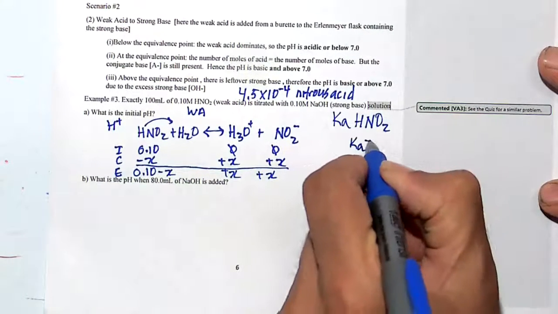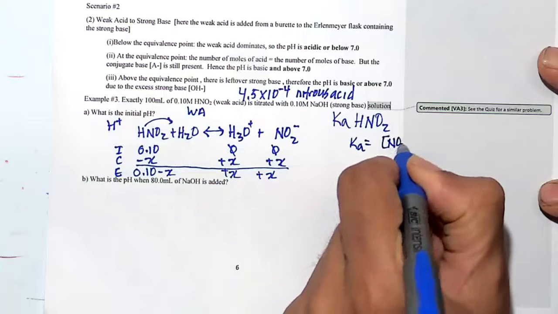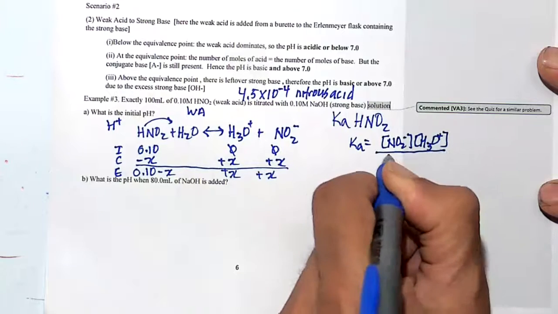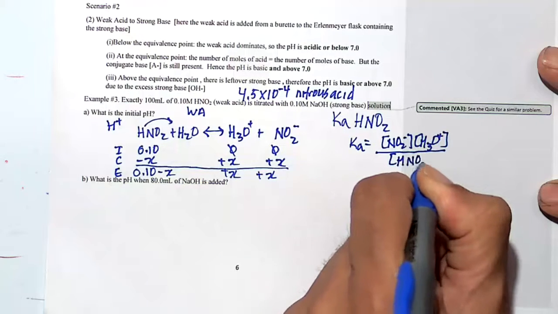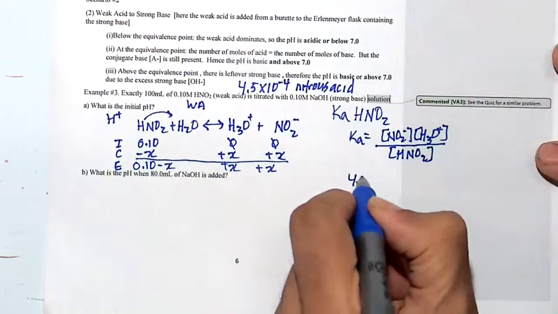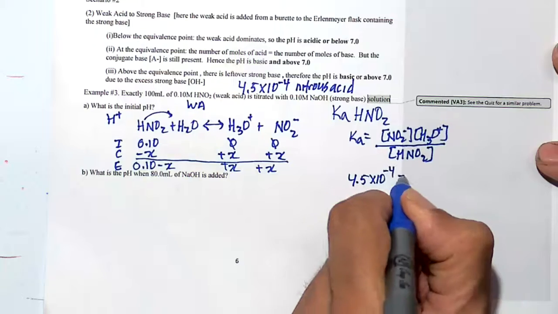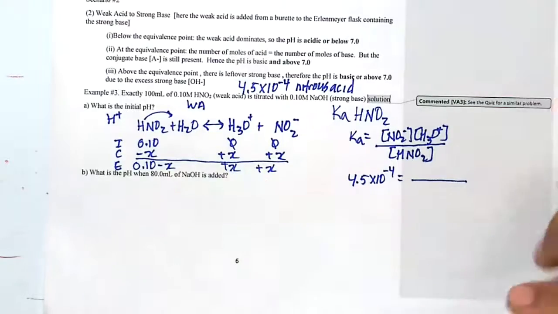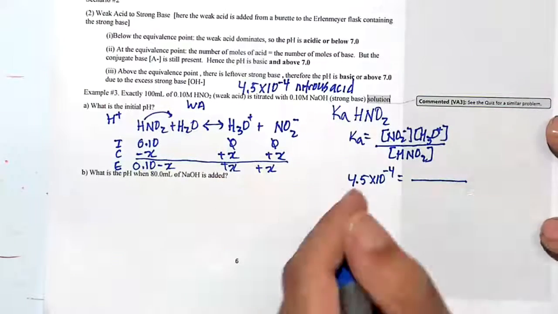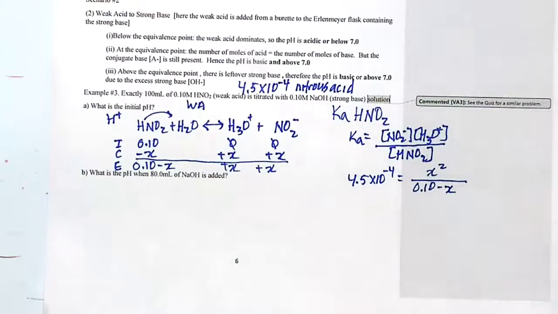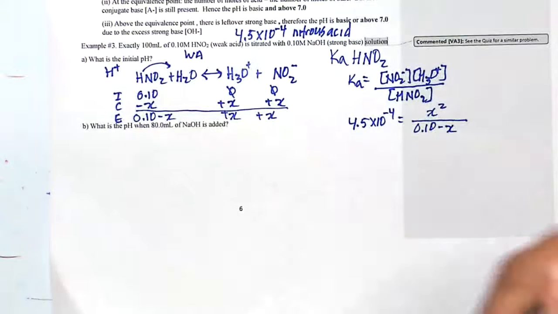Our Ka here is the concentration of NO2 minus times the concentration of H3O plus divided by the concentration of HNO2. So 4.5 times 10 to the minus 4 equals, at equilibrium, the NO2 minus is X, the H3O plus is X. So X times X is X squared, and this is 0.10 minus X. Let's go ahead and assume X is small. So low ionization assumption.